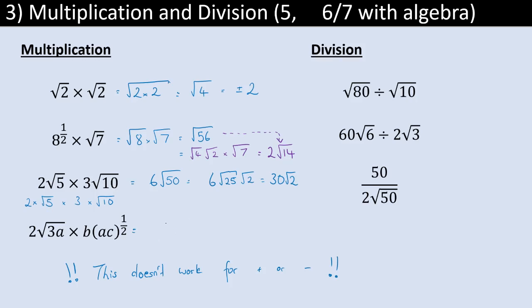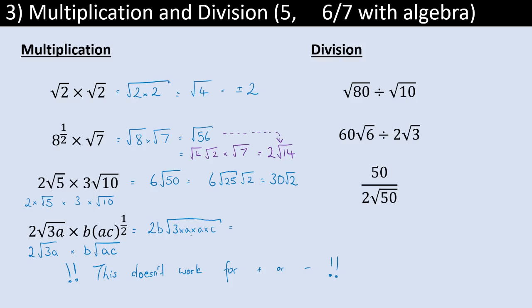Now, you can extend this into working with algebra as well. And the more that you do, obviously the higher your grade gets, or the anticipated grade at least. So let's see if we can just do something like this. 2 lots of root 3a times b lots of root ac. Interesting. Right, okay. Let's deal with the front bits first. 2 times b. 2b. Now let's put all of the roots together. So we got 3 times a times c.